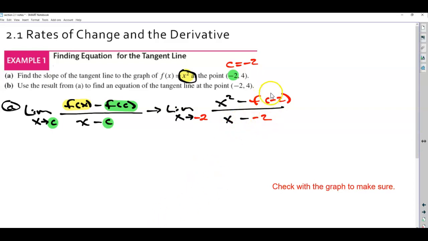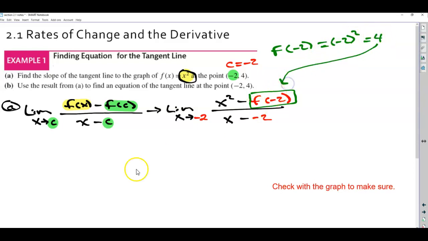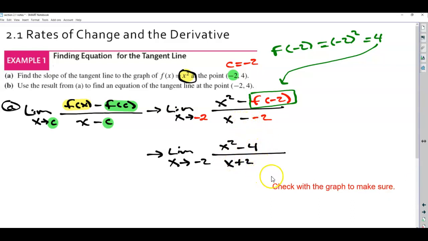Well, that just means I have to find one piece of information. I have to figure out what is f of -2. You don't need to show any work for this, but I think of this as side work. If the function is x squared and -2 goes into the equation, -2 squared ends up being +4. So that portion is +4. And now I have a limit, just like what we got done with in the last unit. The bottom is going to turn into an x plus 2.